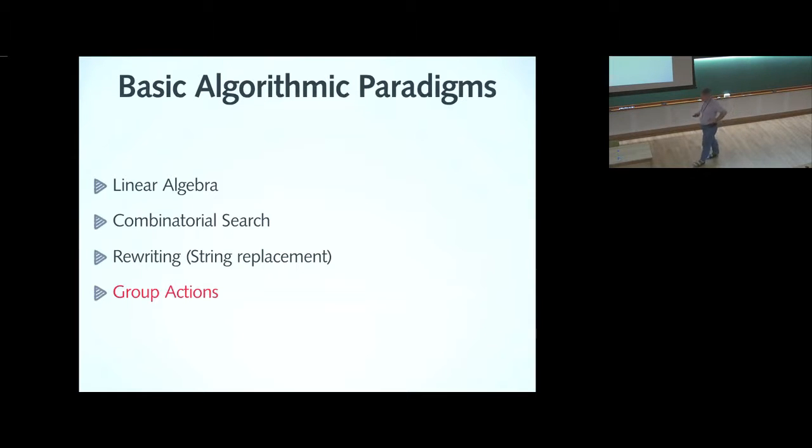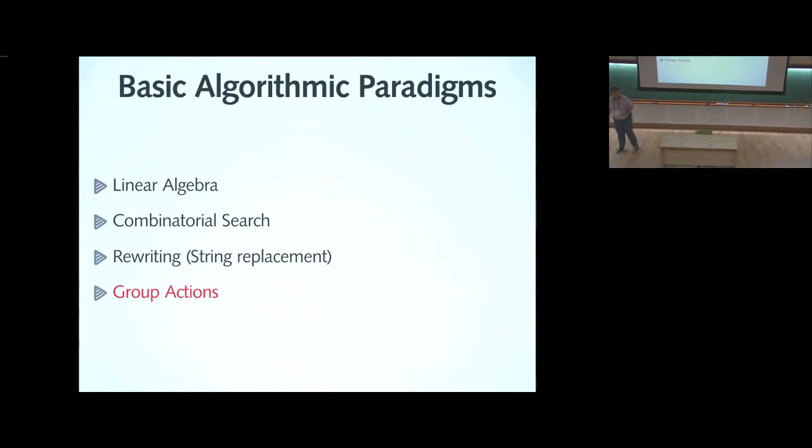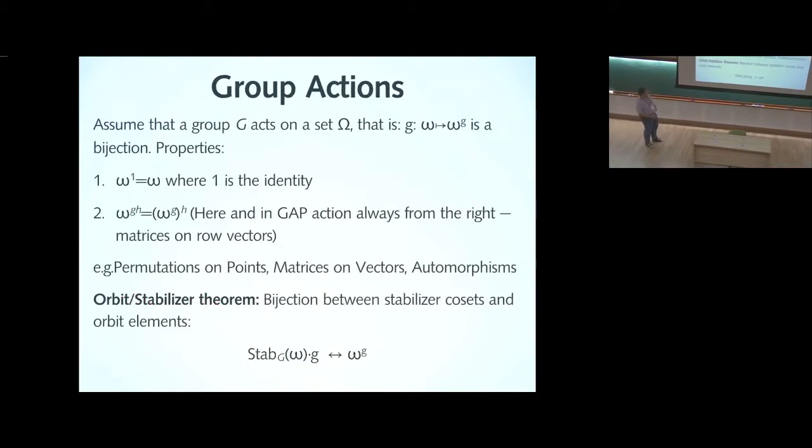There is something which generically is called rewriting. This is basically replacing parts of a string by other parts. The collection process Heiko talked about yesterday falls in this category. And there is one thing which is specific to groups. That's group actions. And a lot of the group theoretic algorithms very deeply use the idea of group actions. So that's why I'm starting with these.